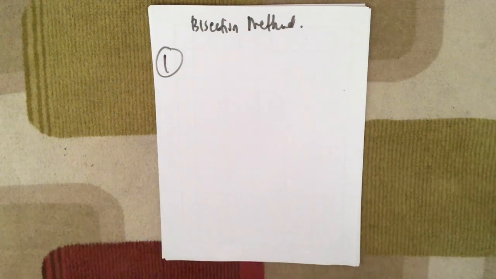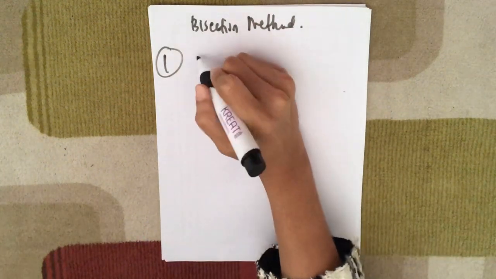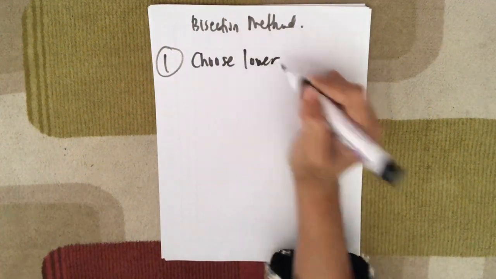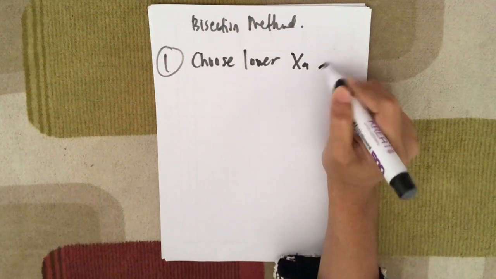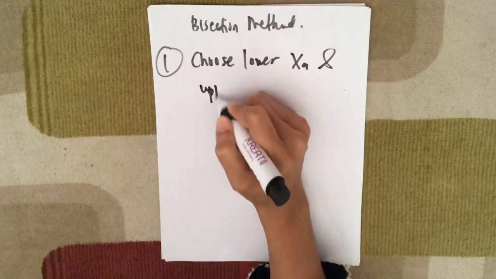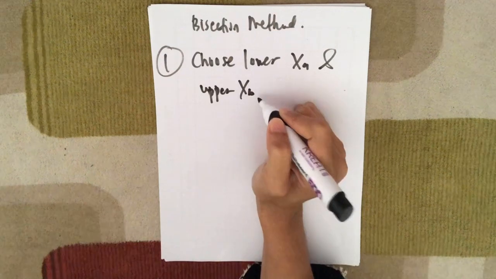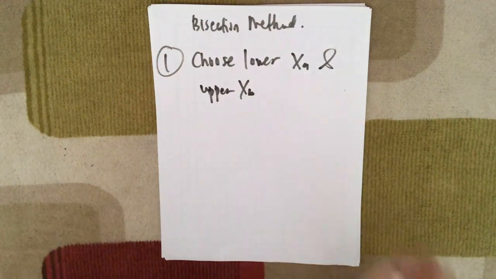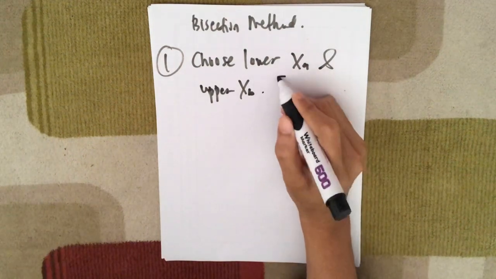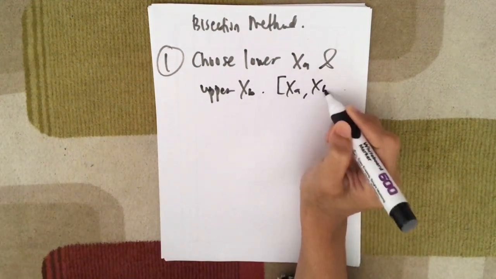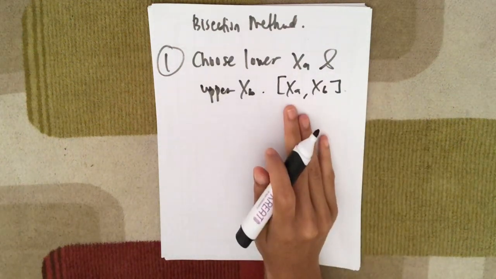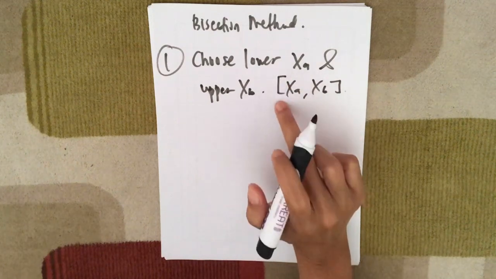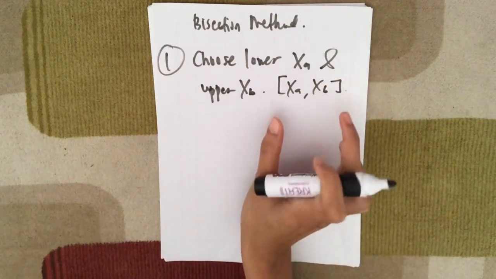Step number 1: you need to choose your lower XA and your upper XB. XA and XB are numbers that form an interval. This is your interval, and it will be given in your question later on. The lower one is your XA, and the upper one is your XB. You will get it from the question.